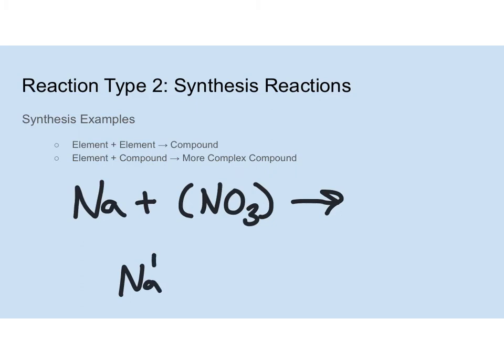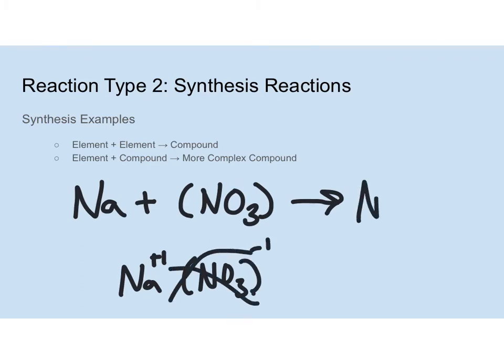So Na is plus 1, NO3 is minus 1. I do my crisscross, and I get NaNO3. And that's an example of a synthesis reaction where you had an element plus a compound. Now, the compounds are always going to be polyatomics in these cases. So an element plus a polyatomic compound leads to a compound.